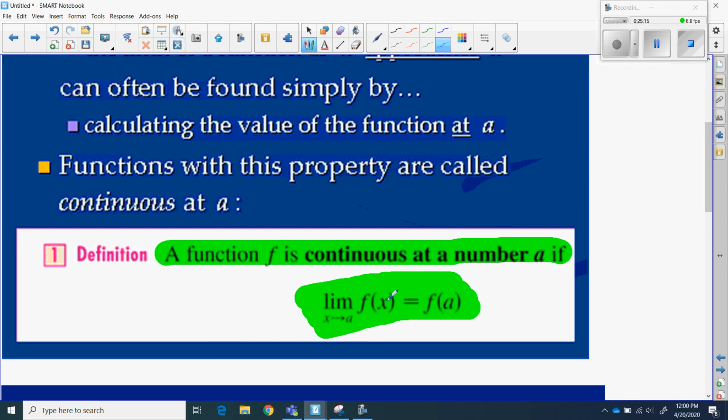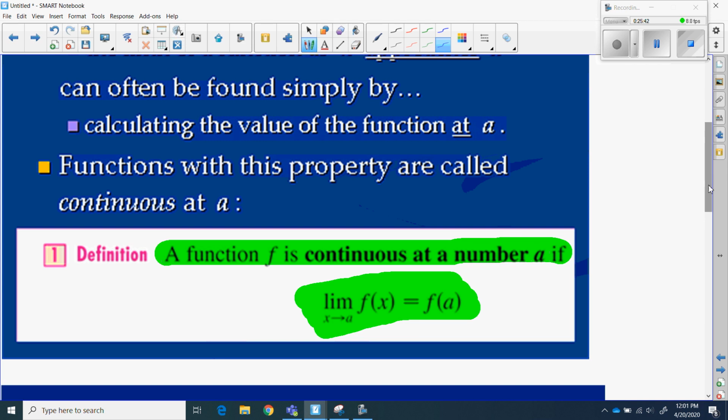When you find the limit of the function as you approach a, you have to get the exact same answer as when you substitute a. So this over here is when x is equal to a. This part on the left side implies you're picking numbers just to the left and just to the right of a. When you do that and get an answer, and then when you actually fill in the number, you're getting the same answer. That will be the condition we use to check for continuity.